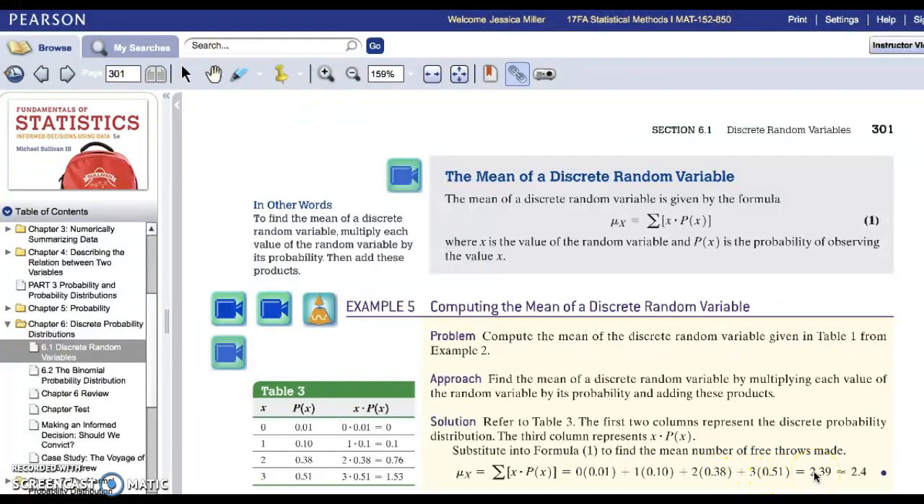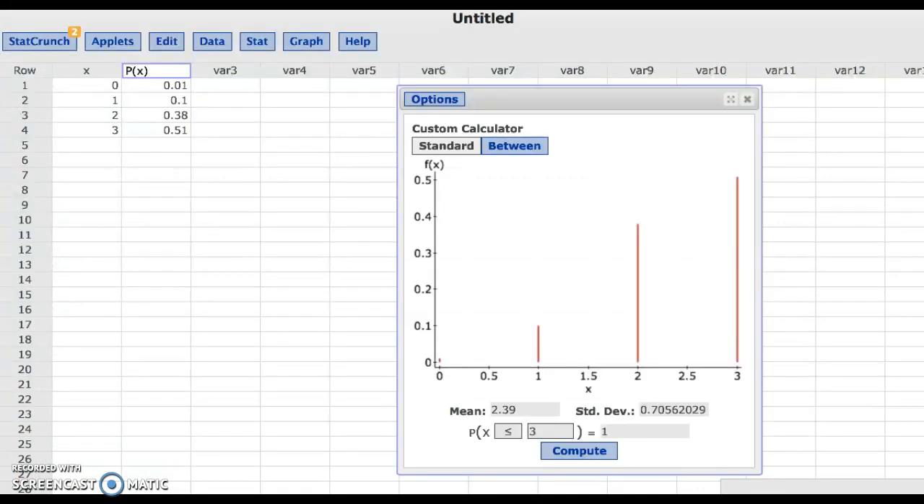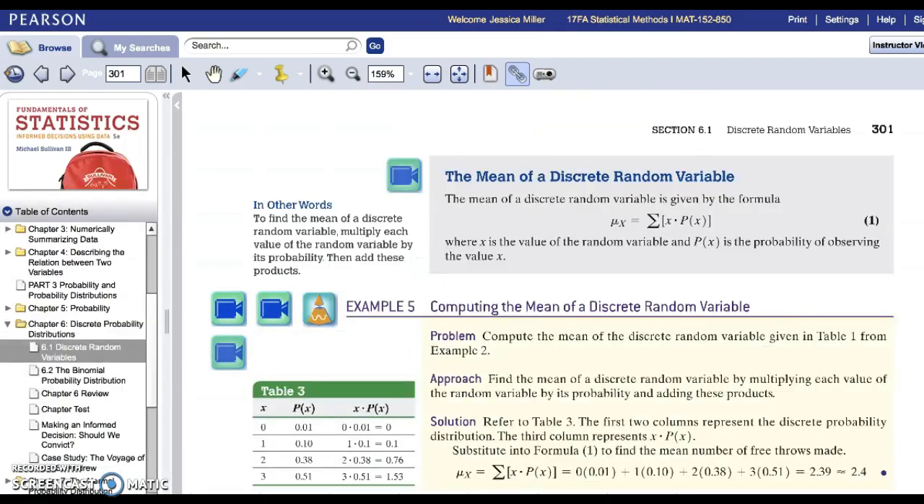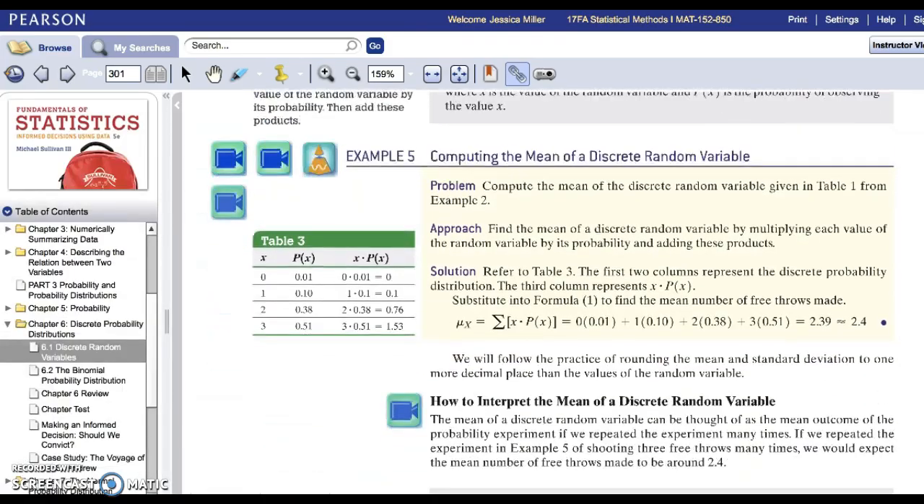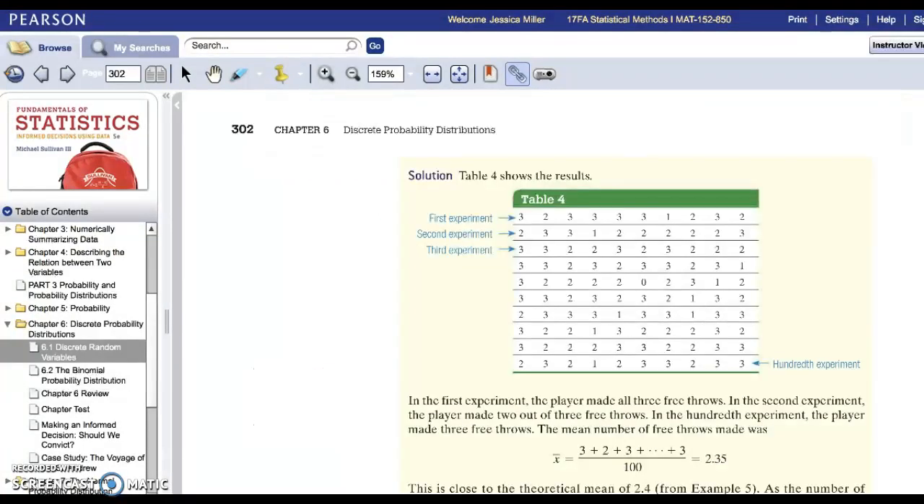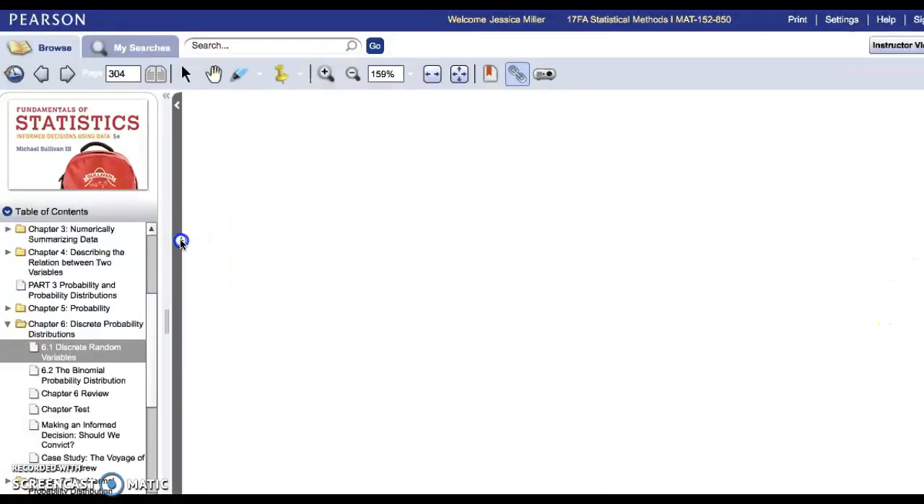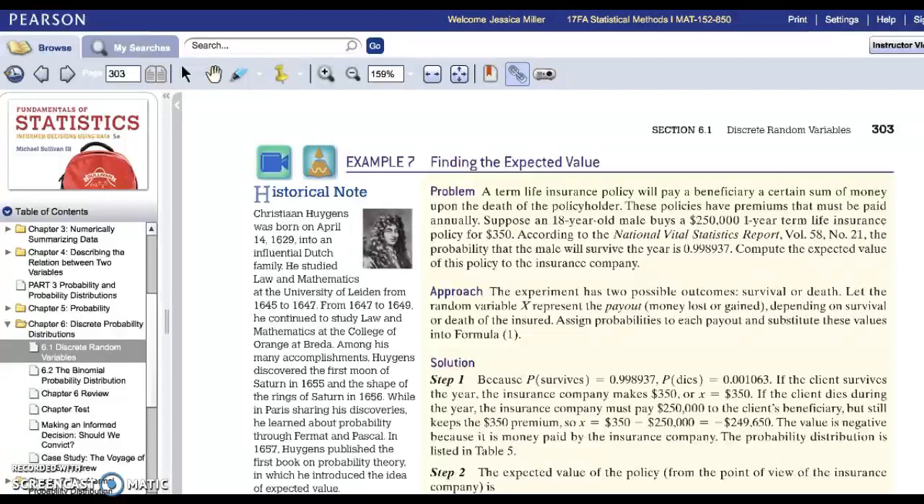That gives us a mean of 2.39 approximately, which if you notice is exactly what StatCrunch gave us. Now, just like all of our standard deviation calculations previously, you want to use StatCrunch. I'll come back to this interpretation in a minute, but I want us to look at just the book's version of how to do standard deviation by hand.